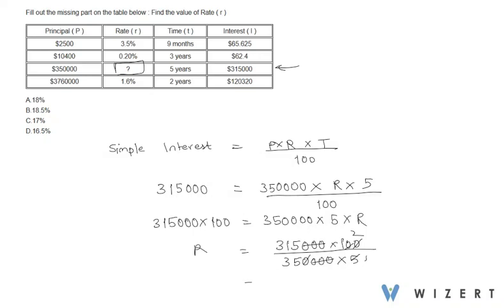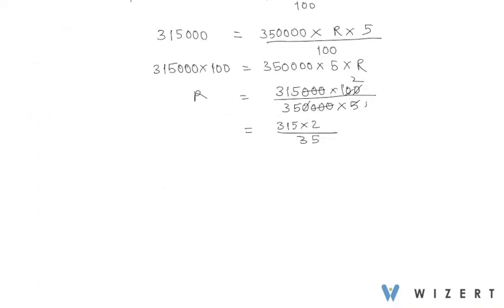So that is equal to 315 into 2 divided by 35. Let's divide 35 and 315 by 5. So that gives us 5 sixes are 30, 5 threes are 15, into 2 divided by 5 sevens are 35. So this, 7 nines are 63. So that is 9 into 2, which is equal to 18.